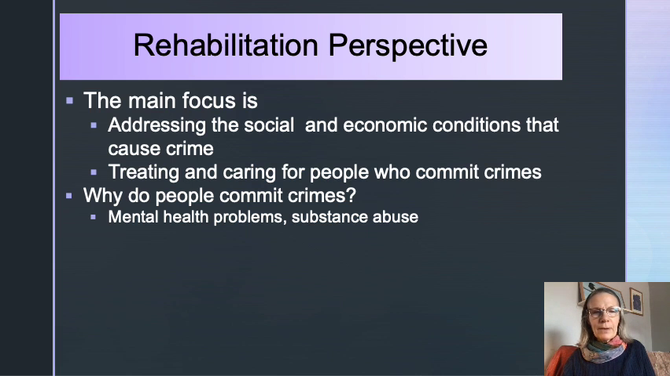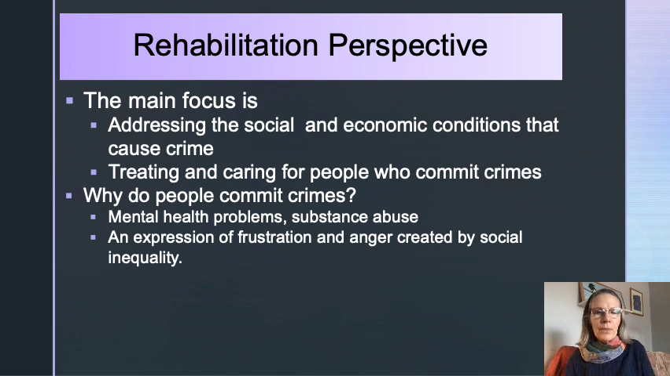They say that people commit crimes because they have mental health problems, that they suffer from substance abuse, alcohol addiction, drug addiction, and that's why they engage in criminal behaviors. Unlike the crime control perspective that says that criminals are rational actors and able to do cost-benefit analysis in determining whether to commit a crime, rehabilitationists don't agree with that. They say that some people are just sick and that's why they commit crimes, because they're not in their right mind.